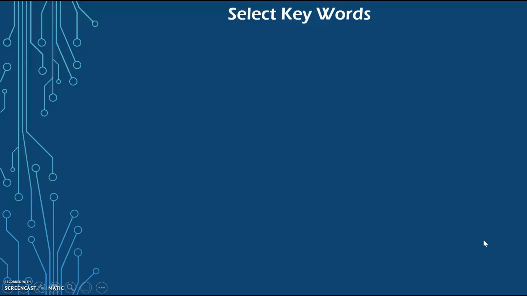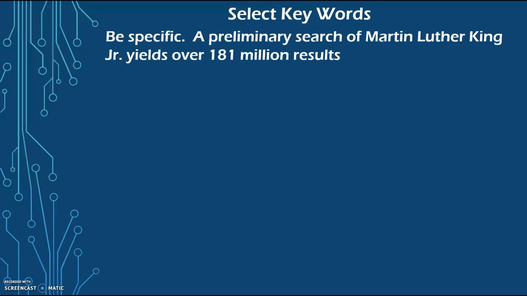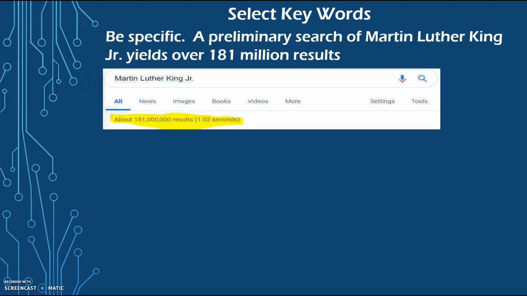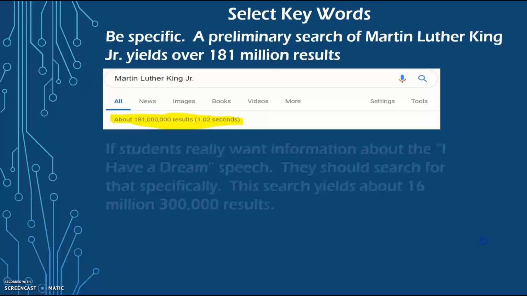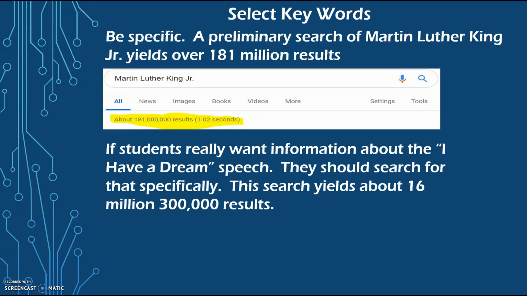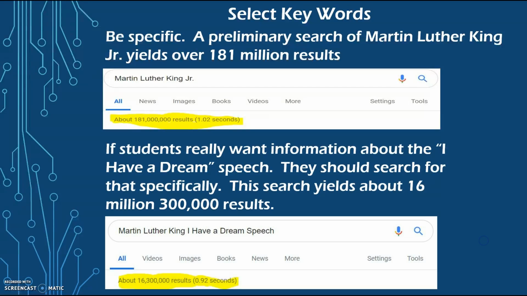S. Select keywords. It's important to remind students to be specific about what they are searching for. A preliminary search of Martin Luther King Jr. is very broad and yields over 181 million results. If a student is specifically searching for information about Martin Luther King Jr.'s I Have a Dream speech, then they should add that to their search to get a more narrowed down and specific result.